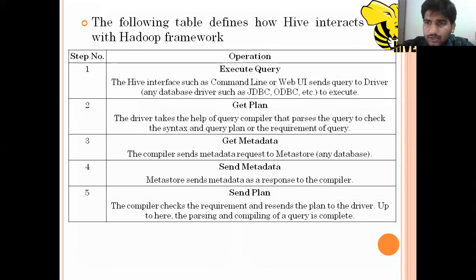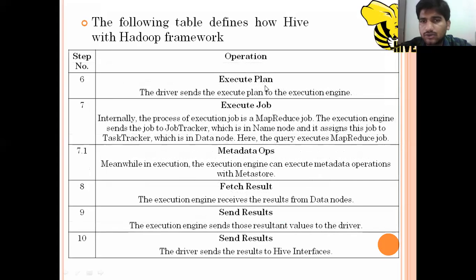Third one is about get metadata, fourth one is about send metadata, and fifth one is about send plan. See the Hive interface, all those things. If you remember these headings, we can remember what operation is inside each. Then about execution plan, execution job, metadata operation, and fetch the result.